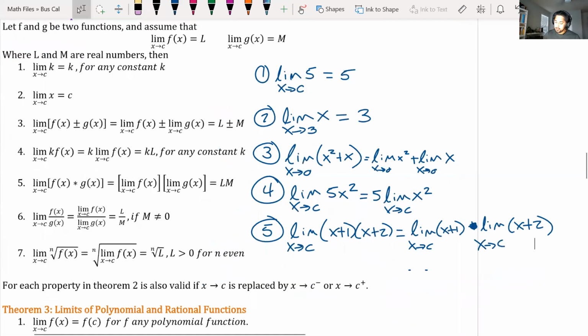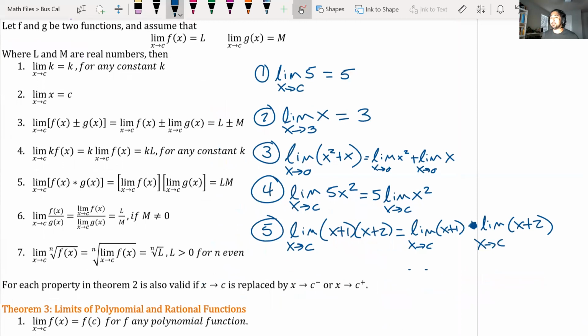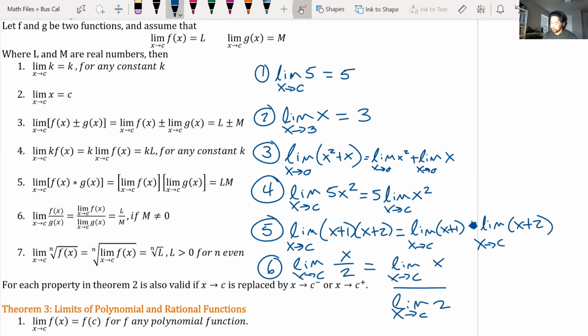Okay. And then number 6 says the limit can be applied over division. So if you can apply it over multiplication, you can apply it over division. So number 6 says the limit as x approaches c of, let's just say, x over 2, I can split this into the limit as x approaches c of x over the limit as x approaches c of 2. That's it. I can apply the limit to the numerator. I can apply the limit to the denominator.